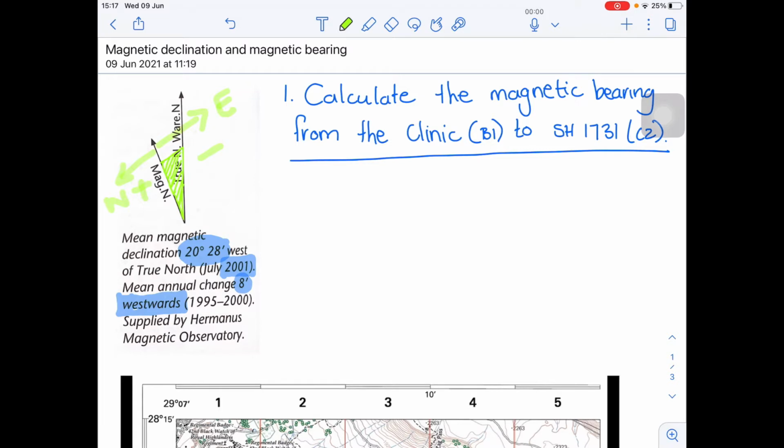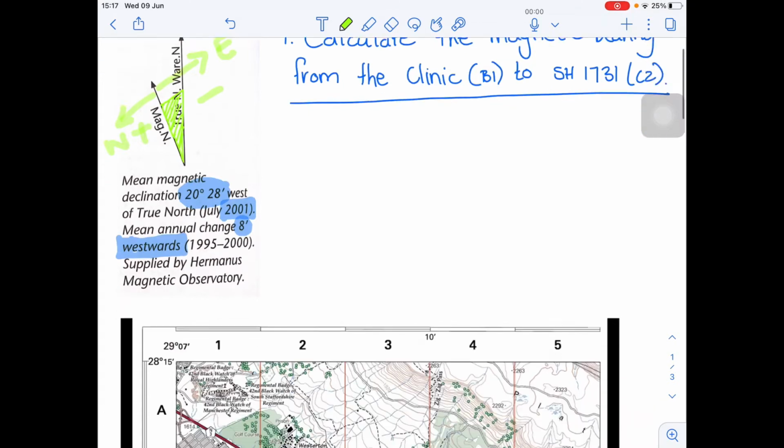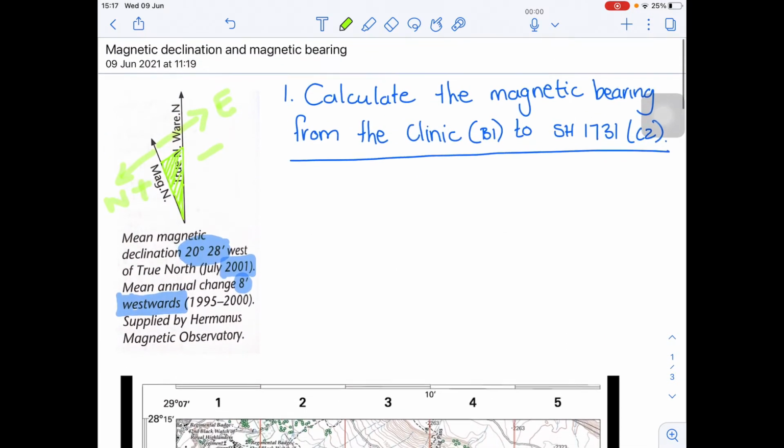So we now can calculate, the question says calculate the magnetic bearing from the clinic to the spot height, and there's a map example that we're going to use. But before we even work out magnetic bearing, that's a separate sum. What we want to focus on is how to find the current magnetic declination angle. So if I'm looking for the magnetic declination angle for 2021, I'm going to say it's now 2021, and the angle was measured in 2001. So how much time has actually passed since 2001? Well, we can see that it's 20 years.